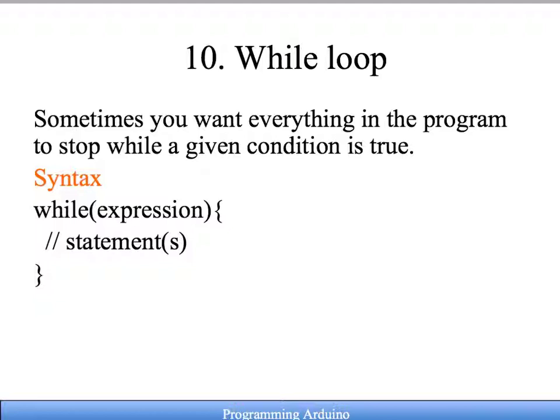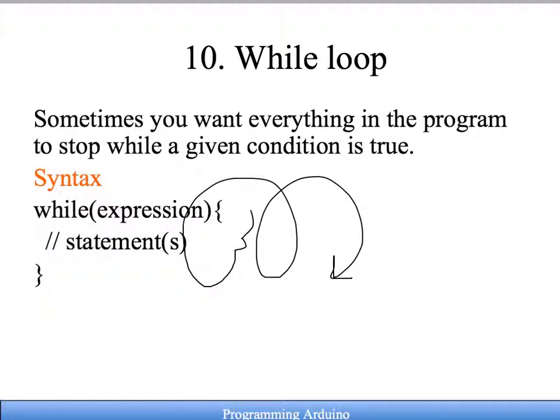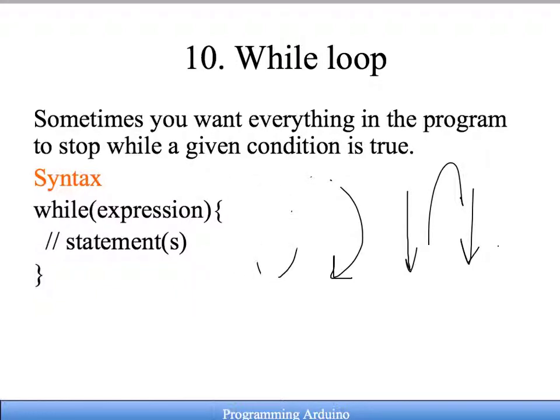While loop. Sometimes you want everything in the program to keep running while a given condition is true. The syntax starts from while, you do something, and then you come back like this: first line, second line, and then start again. So the while loop is a way that we can make the operation loop again. For example, if you want to blink an LED, use a while loop.